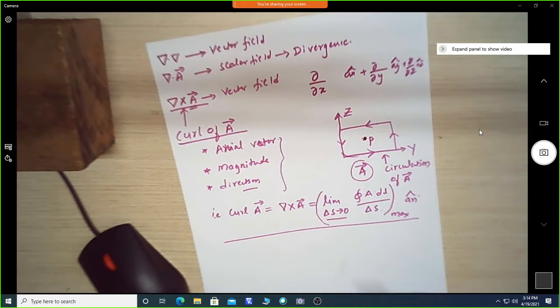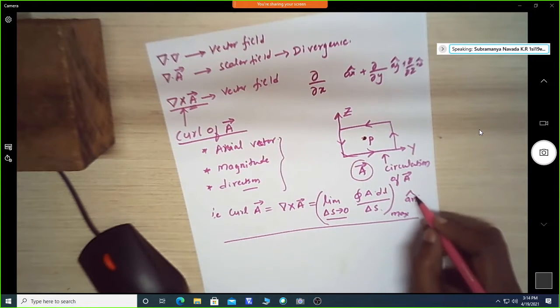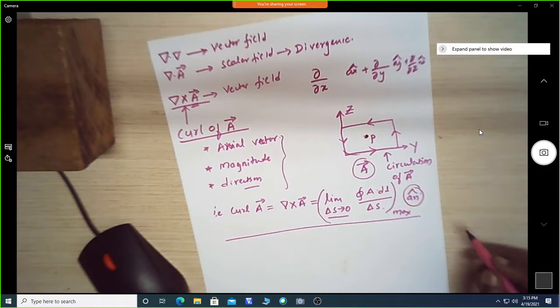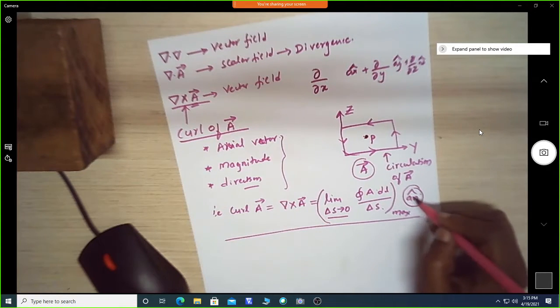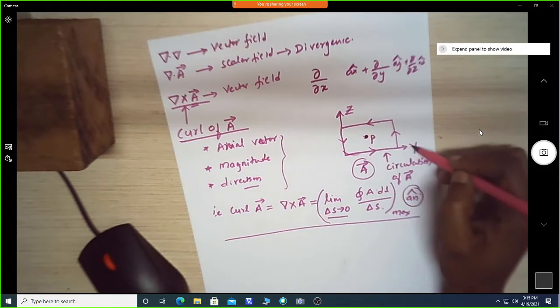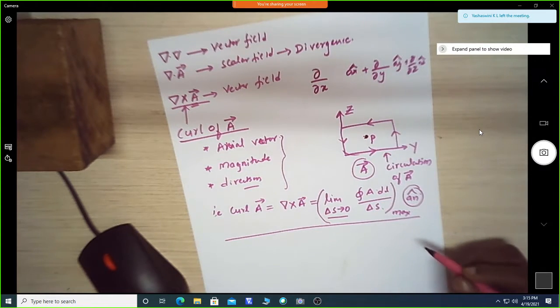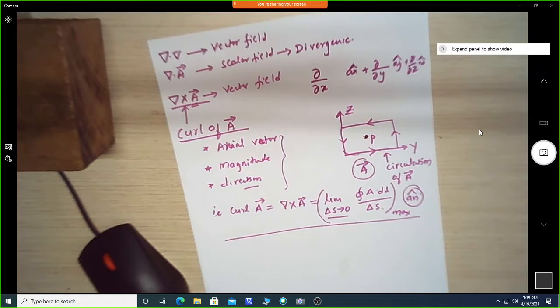What was your doubt? How have we defined that normal vector constraint in the formula of the curl A? This normal direction, whichever plane you are considering, is perpendicular to that plane. Okay, is it understood? Yes, sir.